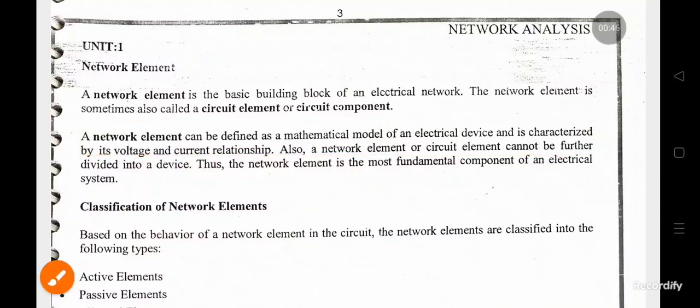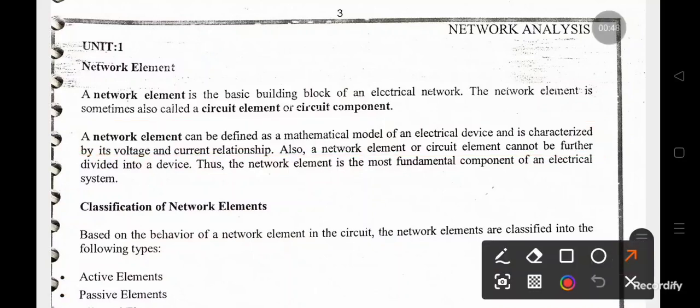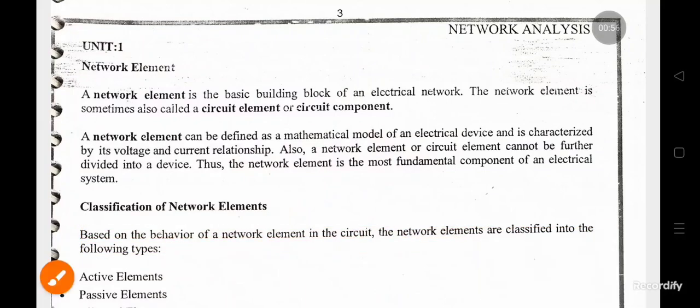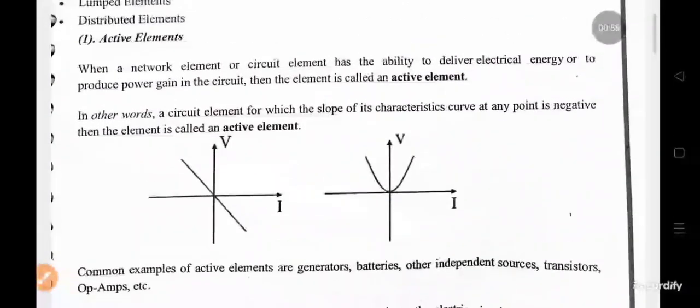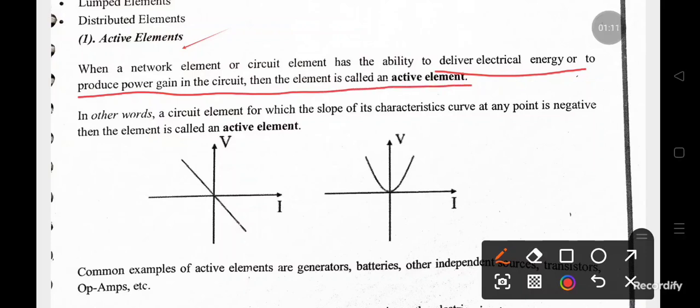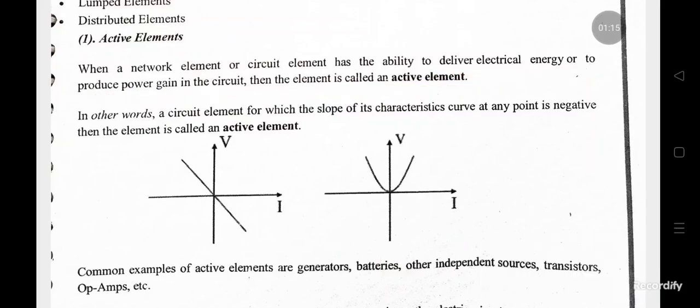Second topic is classification of network elements. Based on the behavior of network elements in the circuit, they are classified into the following types. First one is the active elements. When a network element or circuit element has the ability to deliver electrical energy to produce power gain in the circuit, then the element is called an active element. Common examples of active elements are generators, batteries, and other independent sources.